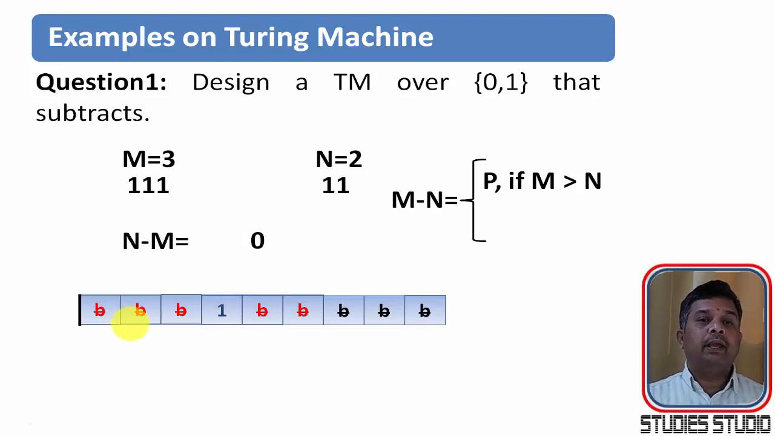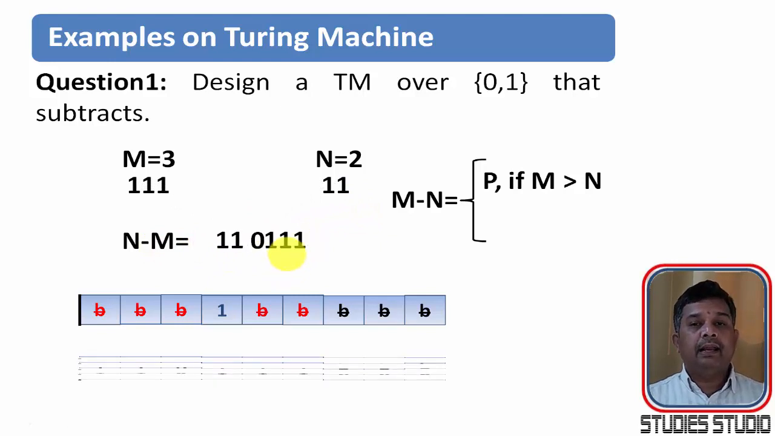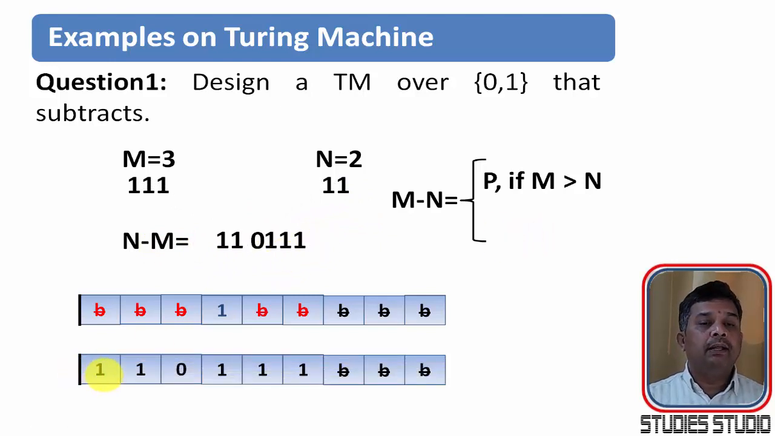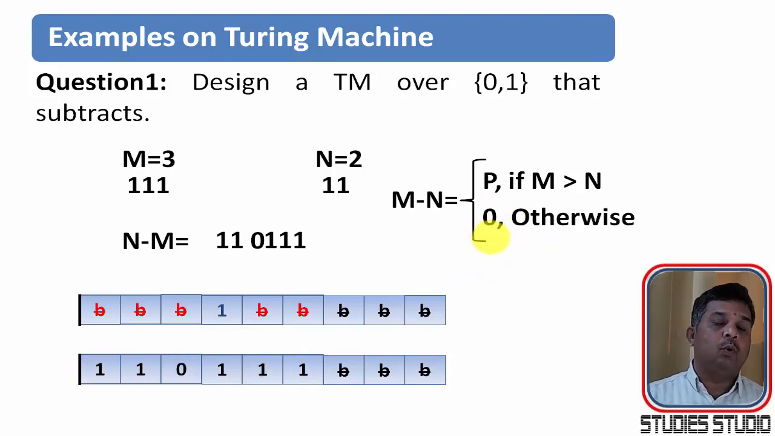Now one more way, if I am doing n minus m, it means I am doing 2 minus 3. Then I want to write it in the form that 2 ones, then 0, then 3 ones. So I am going to write the answer to be 0. n minus m is 0 when n is less than or equal to m.